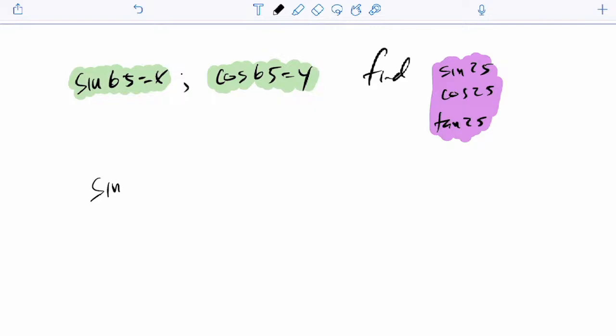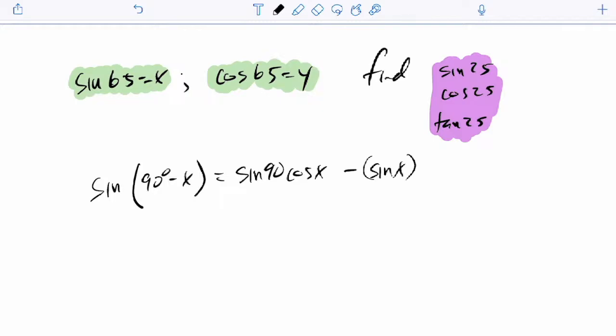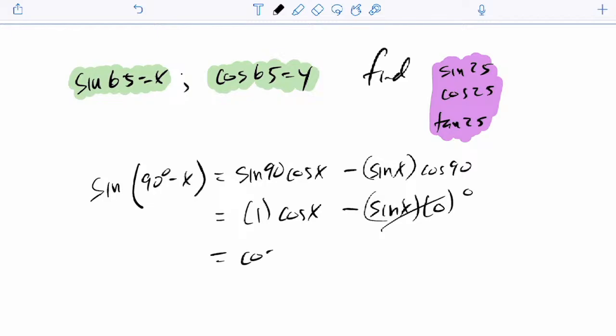So that's kind of a hint that I should look at these correlated angles. So what is the sine of, since they gave it in degrees, we'll use degrees. What's the sine of 90 degrees minus x? What is that equal to? You can go ahead and do your compound angle formula. Using my compound angle formula, the sine of 90 is 1, so this becomes cos x times sine x. Cos of 90 is 0, so that goes away. This ends up being the cos of x.